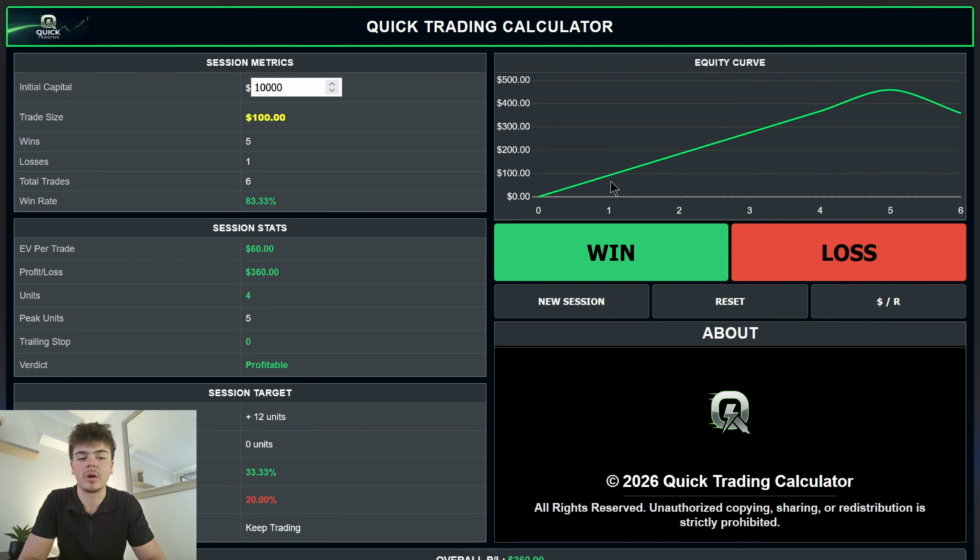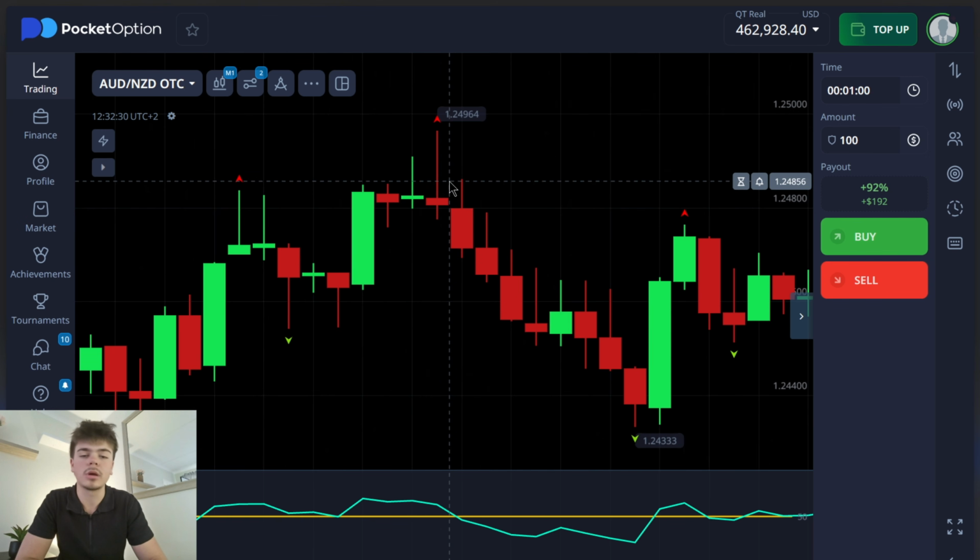I use the quick trading calculator for my own trading, and it has literally allowed me to improve my risk management a whole ton. Strategies are very important, but risk management and knowing what is going on during your session at all times is also extremely valuable. I will be using this calculator to test whether this strategy is actually profitable or not. Let's look at some more examples.